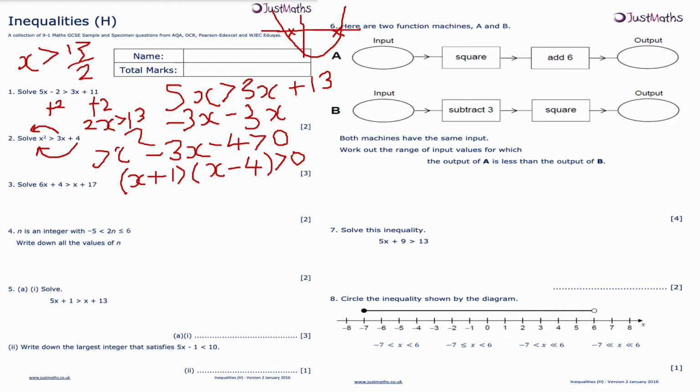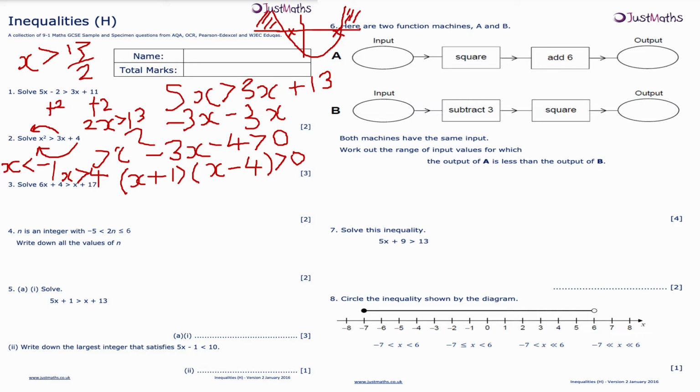And we want it so the graph is bigger than 0. So it's when it's above the x-axis. It's above the x-axis here, and it's above the x-axis in this region. So my answers are that x is strictly less than -1, or x is bigger than 4.